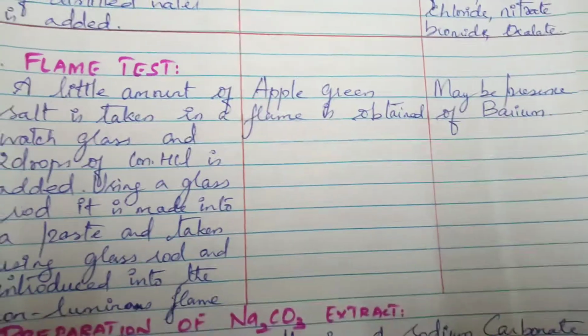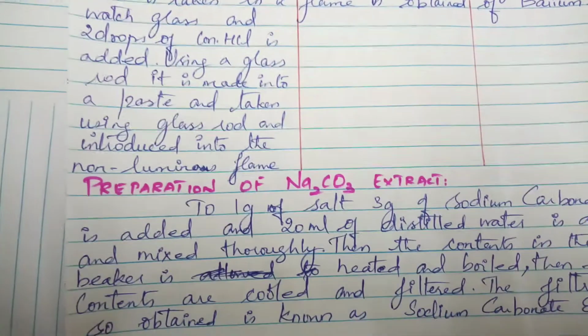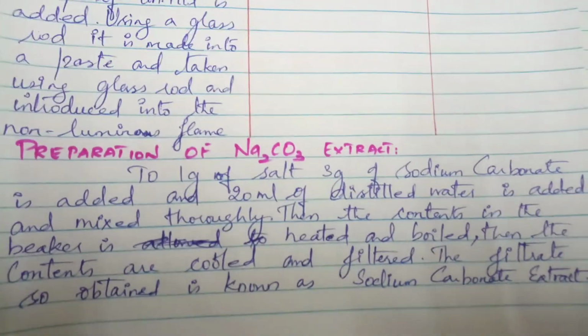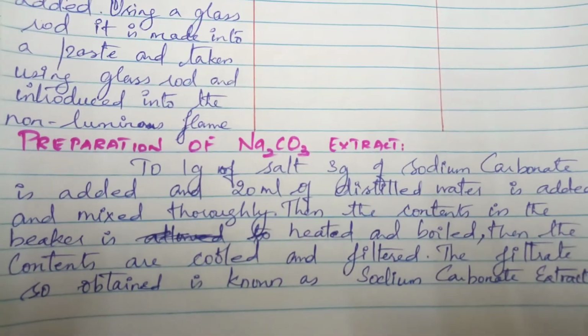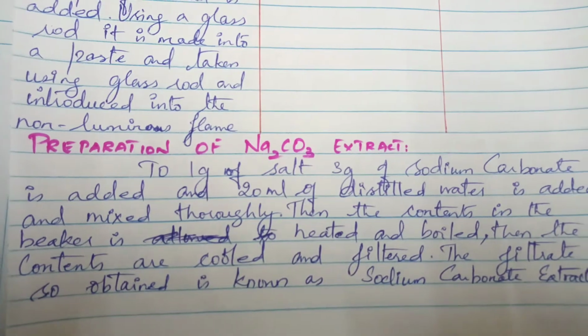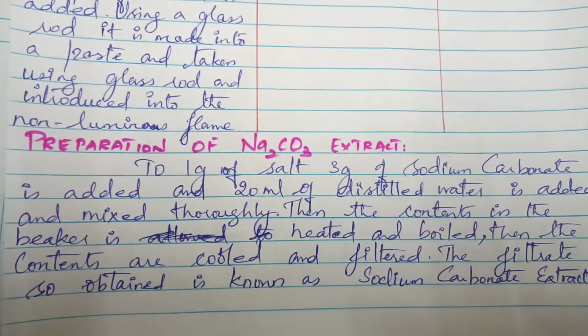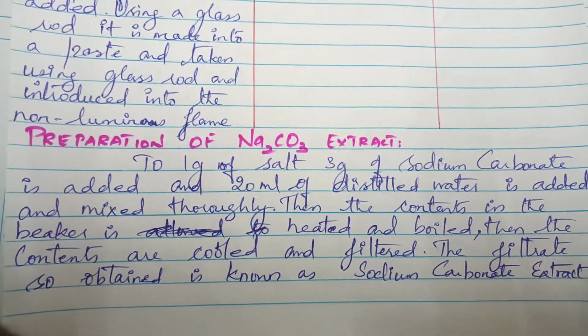Moving on to the next test, we need to go ahead with the preparation of sodium carbonate extract. Generally this process removes most of the unwanted ions present in a salt. So how do we prepare the sodium carbonate extract?